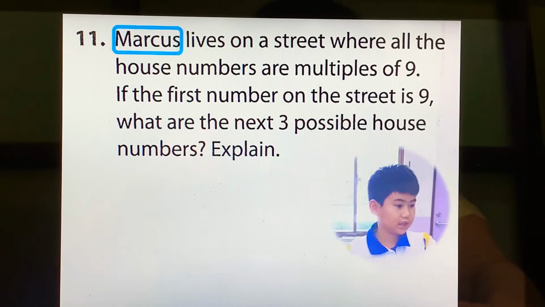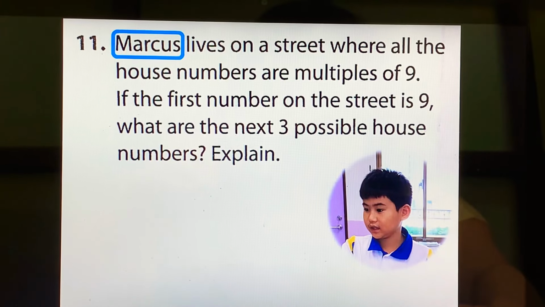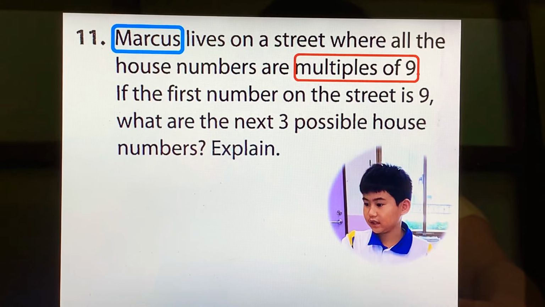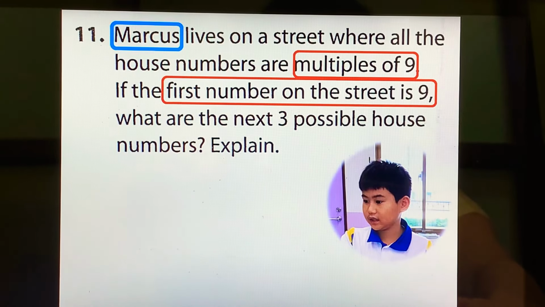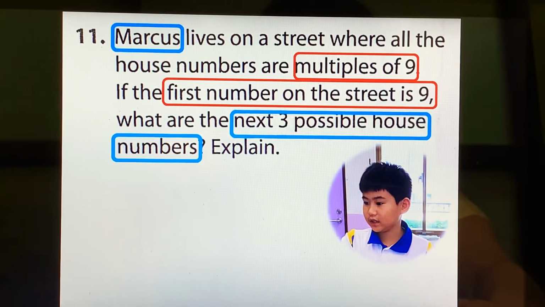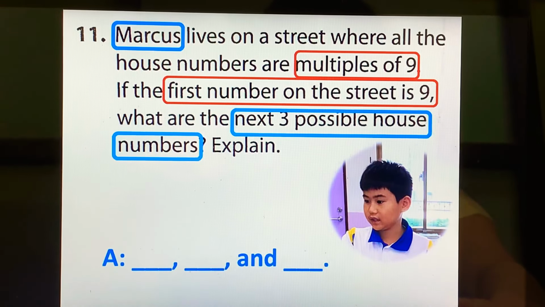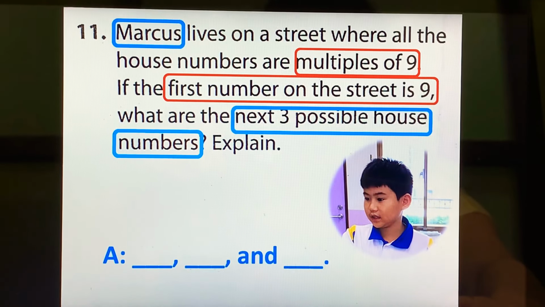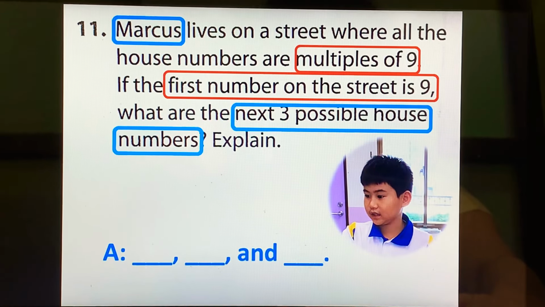Marcus. Hi, Marcus. Marcus lives on a street where all the house numbers are multiples of 9. If the first number on the street is 9, what are the next 3 possible house numbers? Write the next 3 possible house numbers.